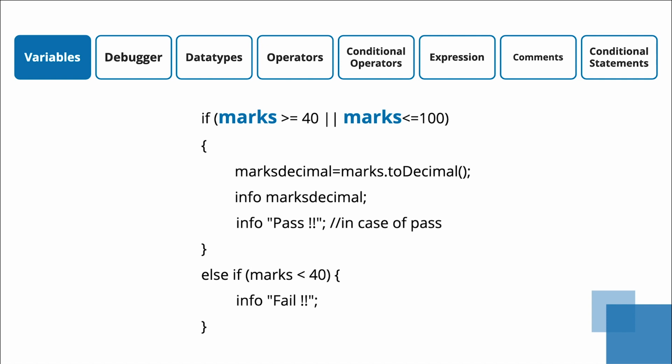But the reason I'm explaining this right now is to tell you that when you look at marks greater than 40 and marks less than 100, you understand that marks is the variable here. Because whatever value you assign to marks, it checks based on that. So here, marks is the variable.